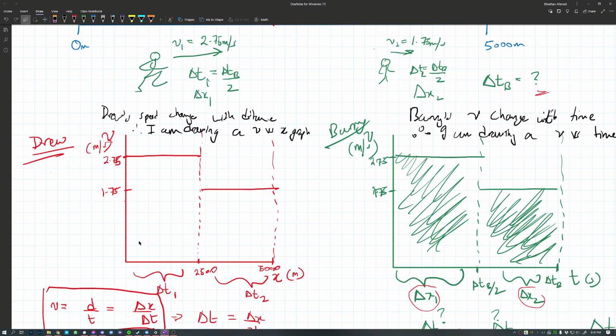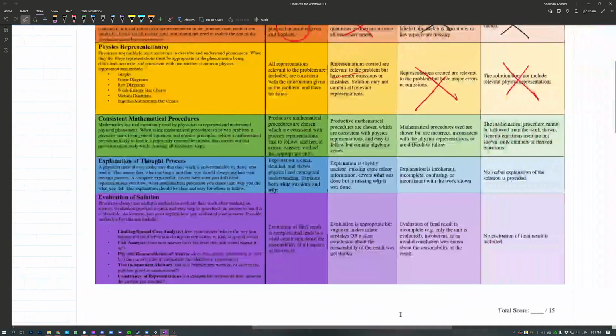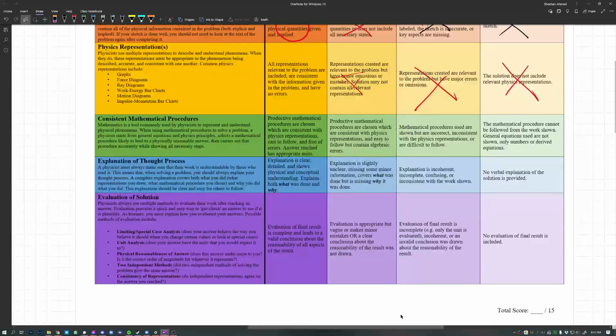I'm drawing a velocity versus distance graph. Did I put the units in? I put the units in. I did some extra labeling over here, some extra markings. This one, I labeled it as a velocity versus time graph. And I think I put all my labels in. Could have been a bit neater, but I'm also using this new tablet, so it'll get better. Yeah, I don't think there are any minor omissions or mistakes.